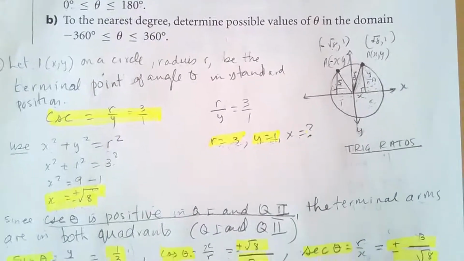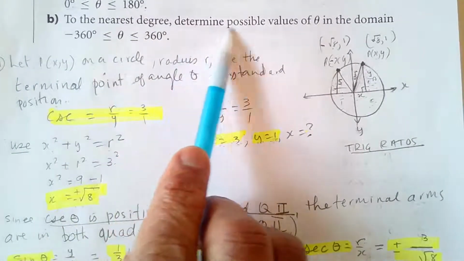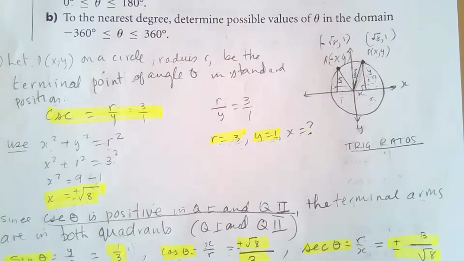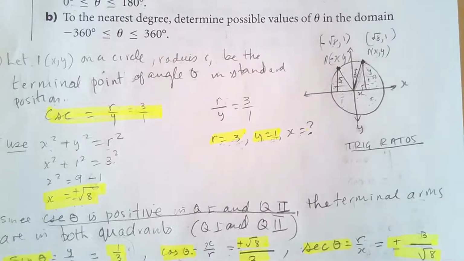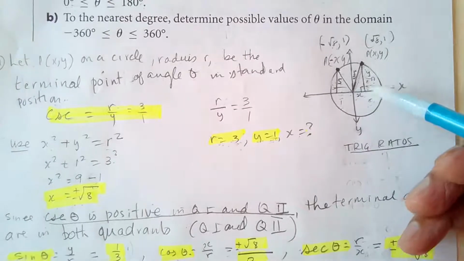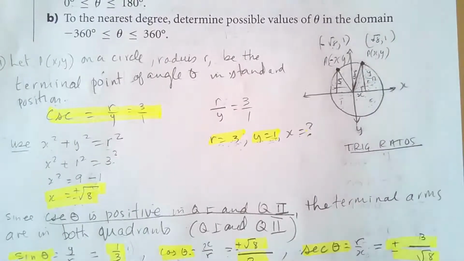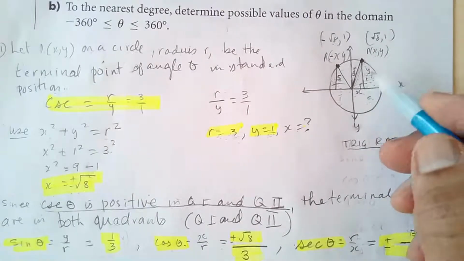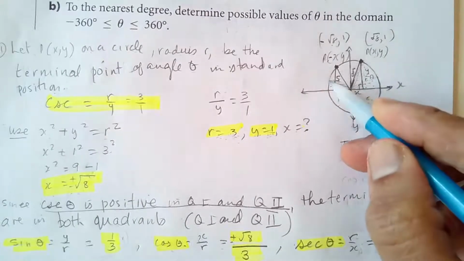And that's what the question asks you, to the nearest degree determine the possible values of theta. So your values of theta are 19 degrees. So this should have been way down here. Okay, sketch is way off. So it should be over here.